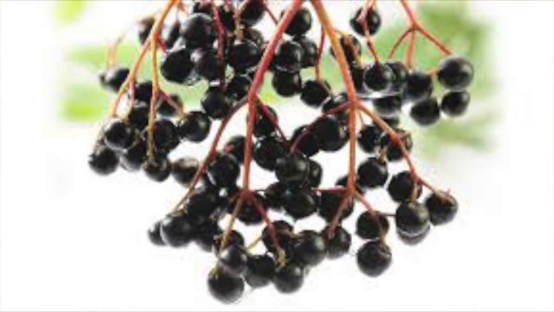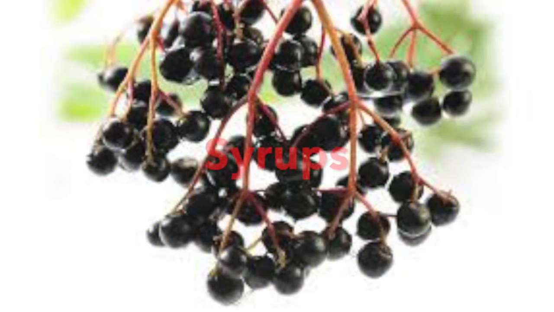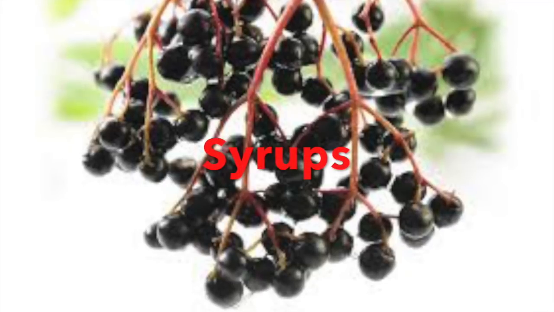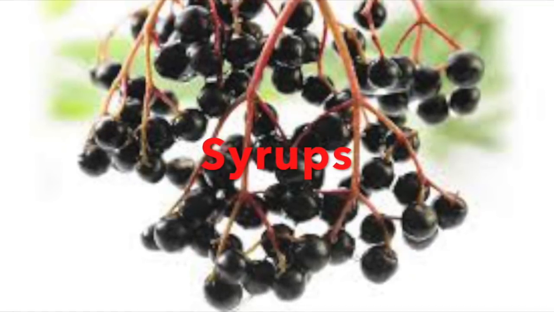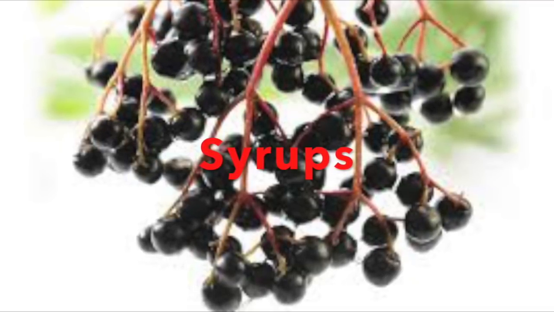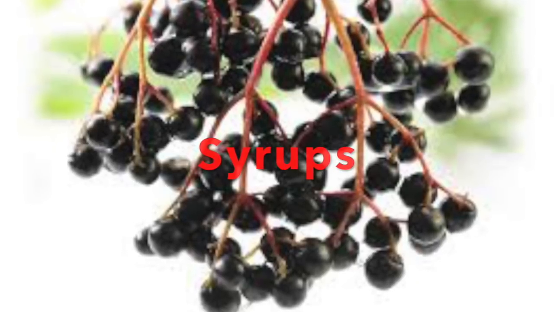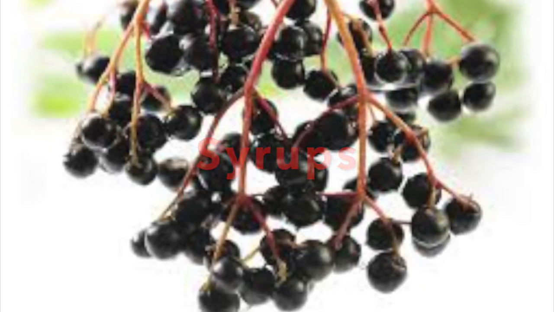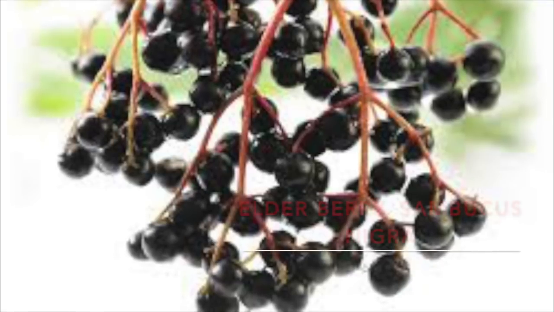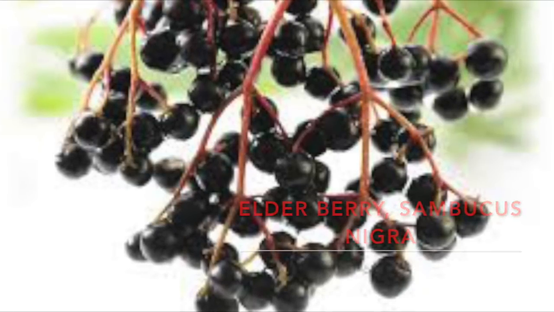The next water-based extraction we'll look at are syrups, and syrups are basically a decoction, roots, barks, seeds simmered on low heat for about 20 to 40 minutes with a lid on. Then you strain out the herbs and you're going to add honey to preserve it.